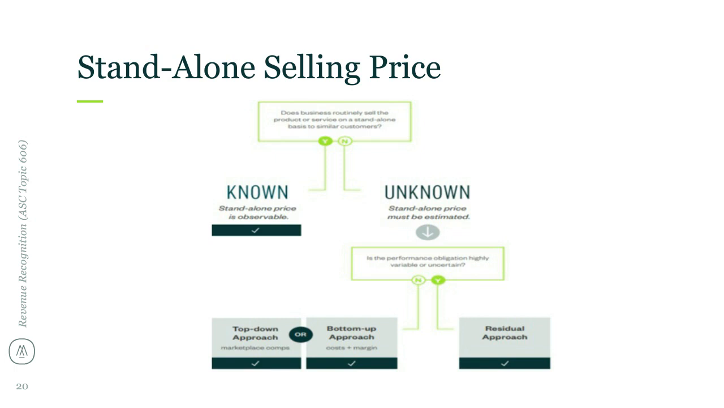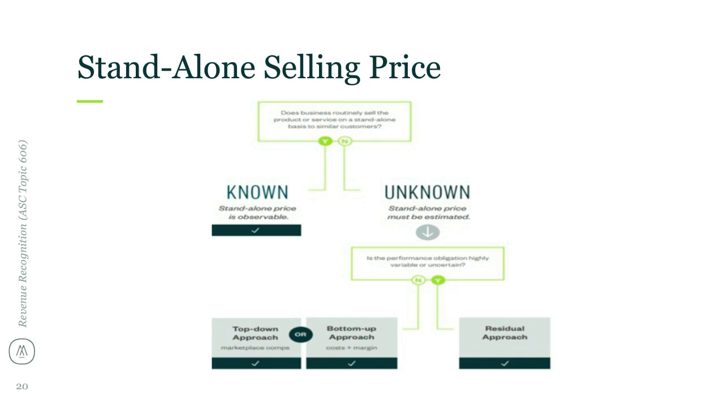So the best evidence for standalone selling price is going to be if the item is already sold by the company on a standalone basis. And then that would set your standalone selling price and would be pretty straightforward. If the good or service is not sold separately, then there's several options to estimate the standalone selling price, which is depicted on the chart on this slide.